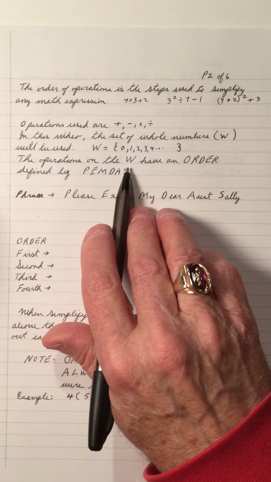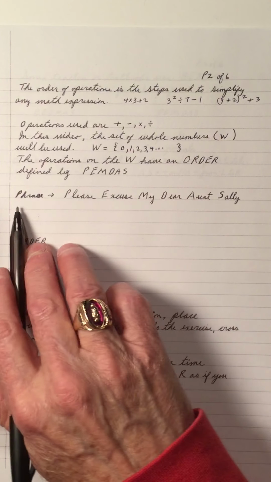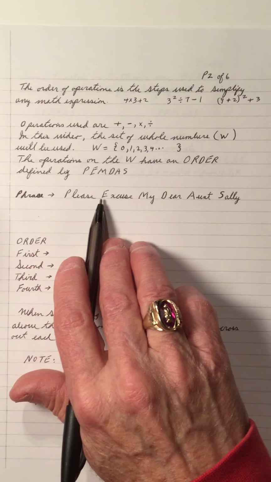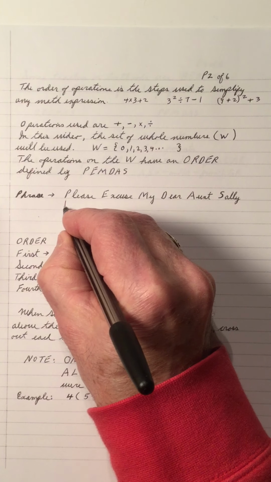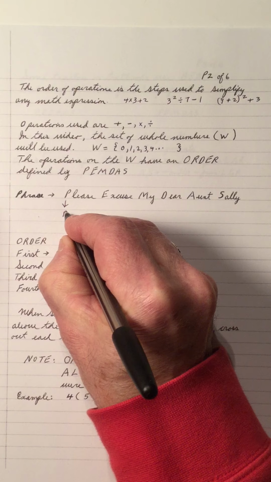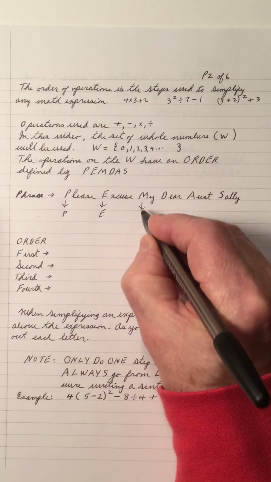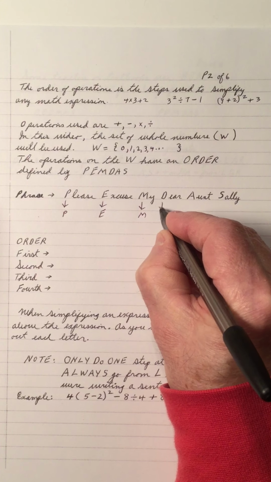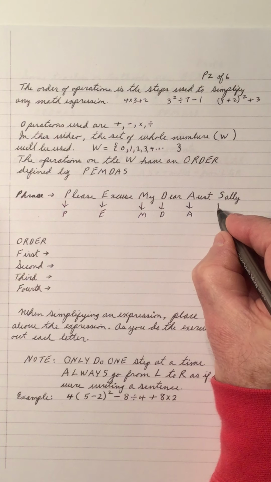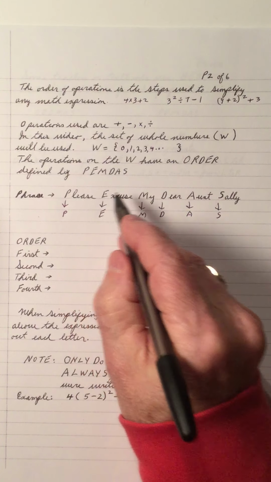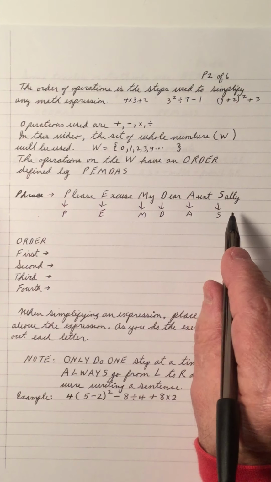The operations on the whole numbers have an order defined by PEMDAS. The phrase to remember PEMDAS is, "Please excuse my dear Aunt Sally." The first letter in each word is what you use to memorize the order. So as you can see, the letters are P-E-M-D-A-S. Please excuse my dear Aunt Sally.